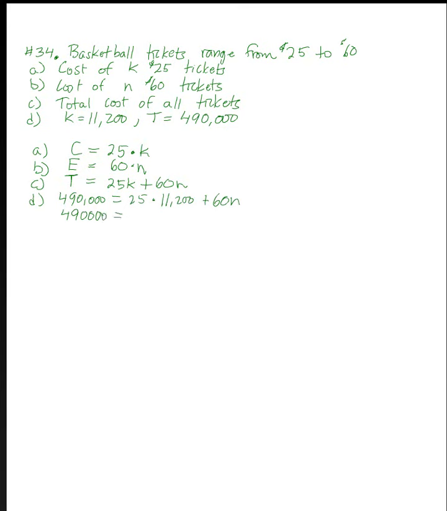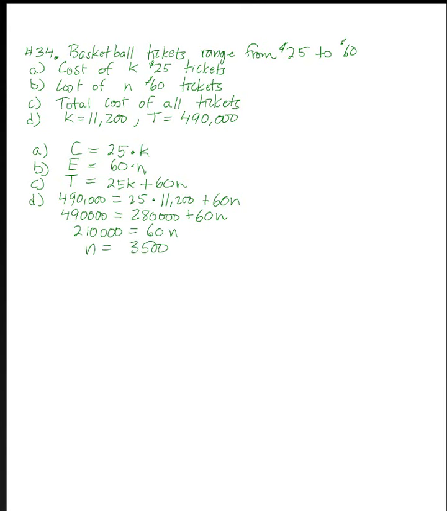490,000 equals 25 times 11,200. My calculator says that's 280,000 plus 60N. Subtract 280,000 from both sides. 490,000 minus 280,000 is 210,000, which equals 60N. So N is, divide by 60, 3,500.